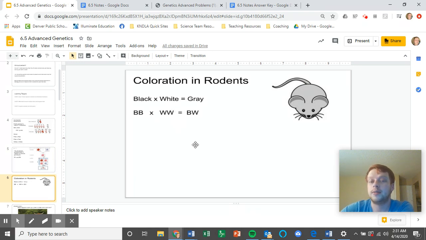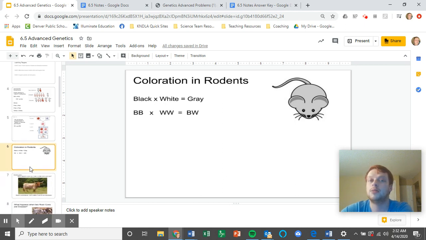So sometimes you'll see this with rodents as well. If we take a black rodent and we mix it with a white one, then we get a gray. You can do this cross in your notes if you want for extra practice, but it's not required. It will help you when we get to the independent practice here. But remember, if you're crossing a black one with a white one, you will get all gray offspring. And then when you cross the F2, you're going to get 25% black, 25% white, and 50% gray.